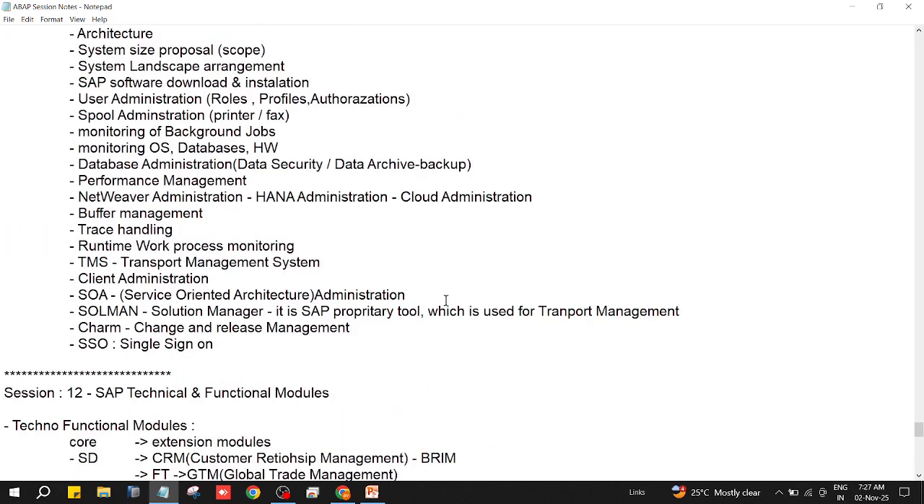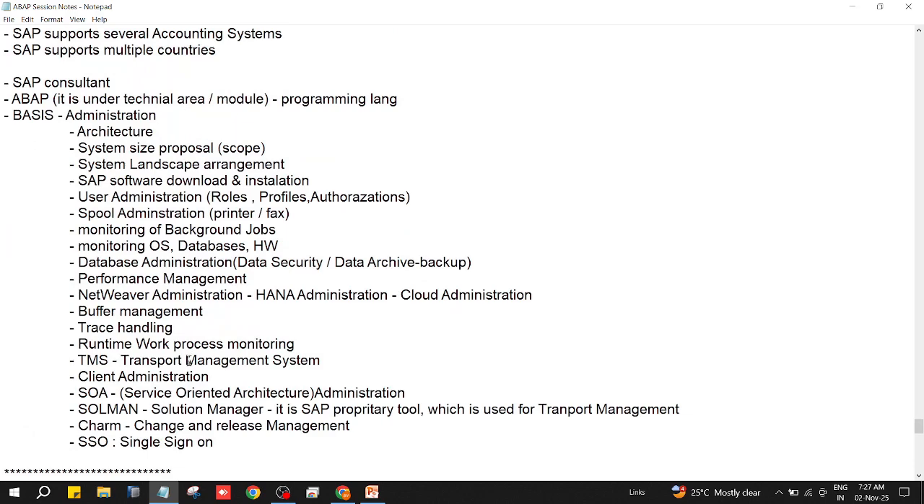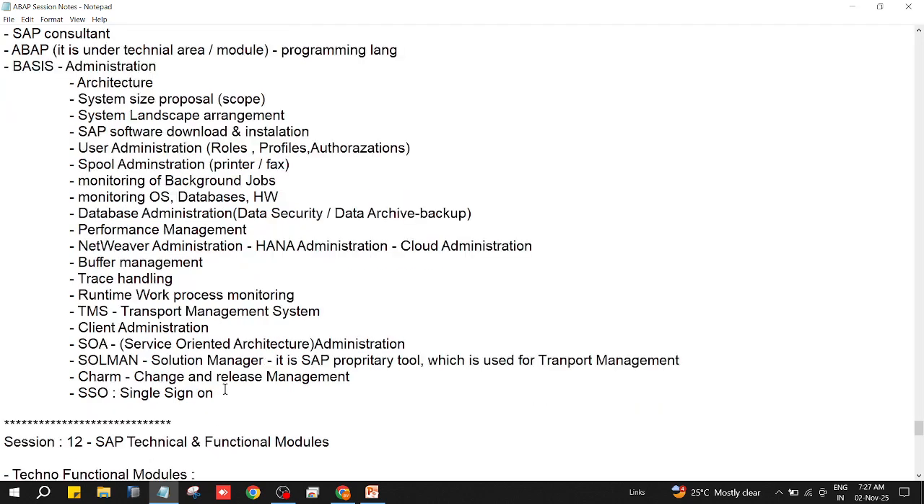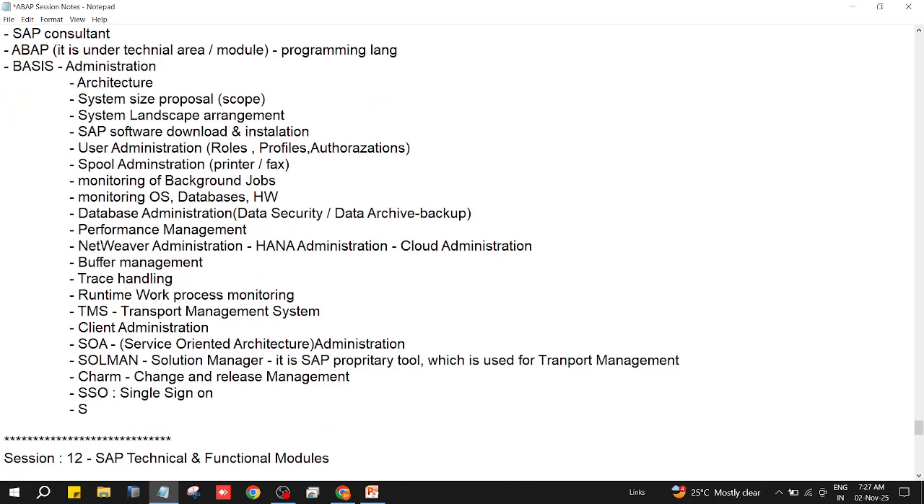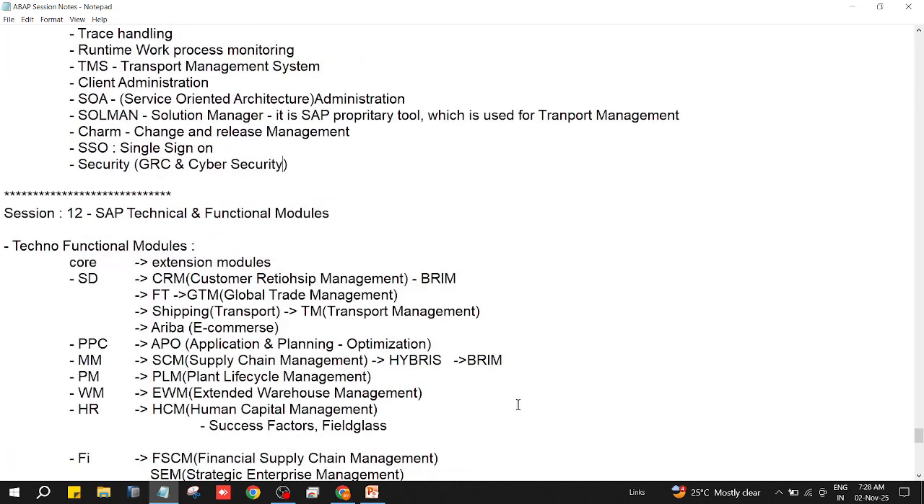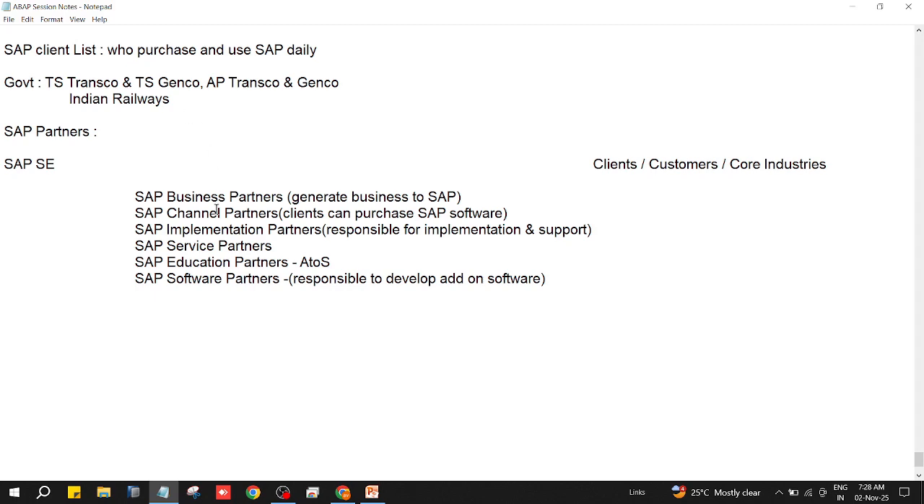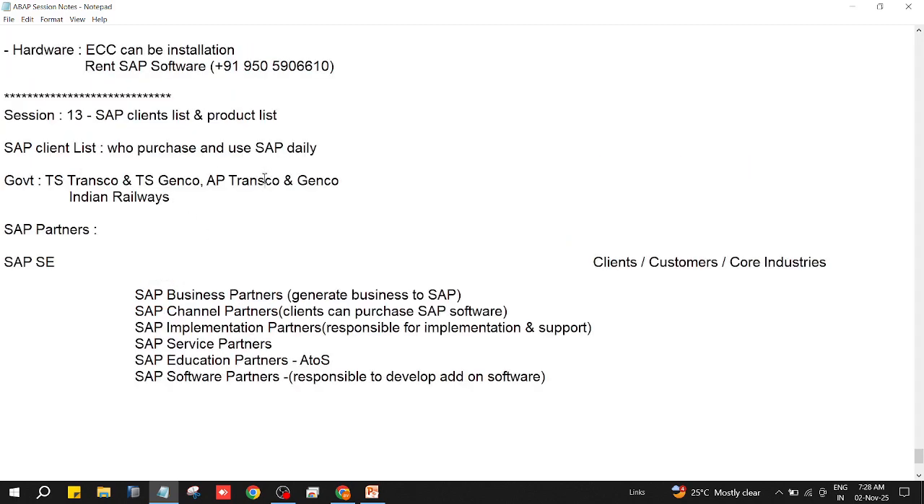Correct. So just now we came into the picture under basis. I said we have security. So basis security is a separate topic nowadays. GRC, governance, risk and compliance, is very, very important. Module, submodule, or extension. Under basis, remember one, GRC is integrated with your cyber security also. This is the suitable area for basis consultants, right? So the missing part also I'm covering here and there. Please understand, right? So this is how the clients list and product list is completed.